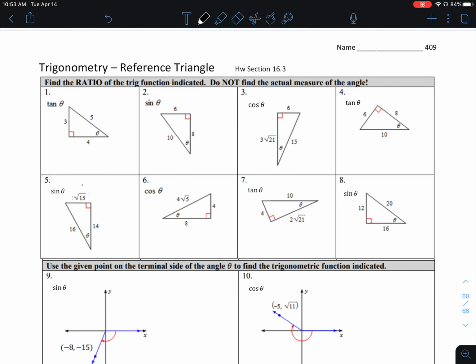Geometry homework section 16.3. Find the ratio of the trig functions indicated. Do not find the actual measure of the angle.